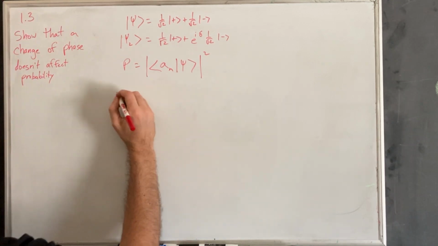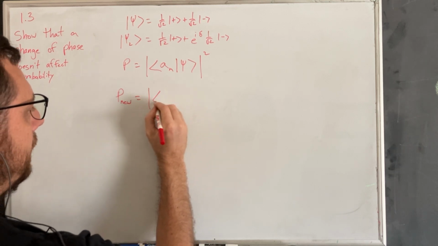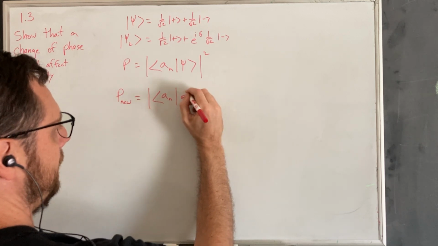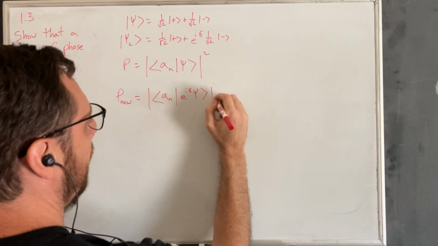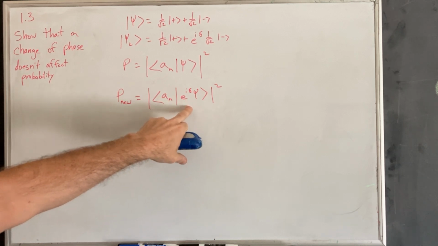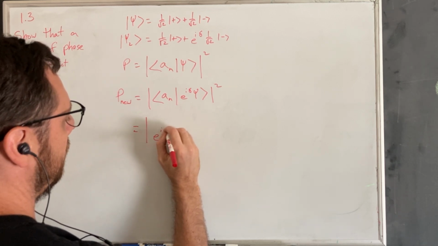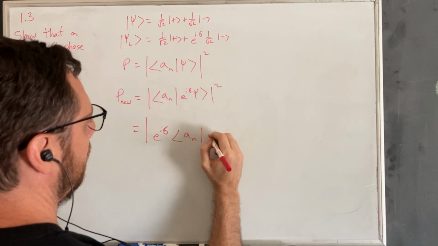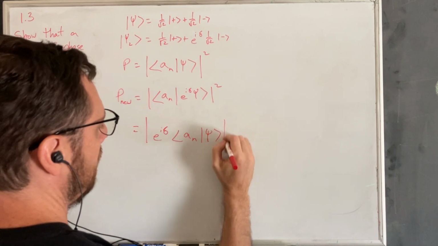So it's saying that if you were to add a phase here, then you would now have an inner product with this phase of e to the i delta and then our state. And then it's saying because this is a scalar, you can pull it out, and that would equal e to the i delta a_n, squared.